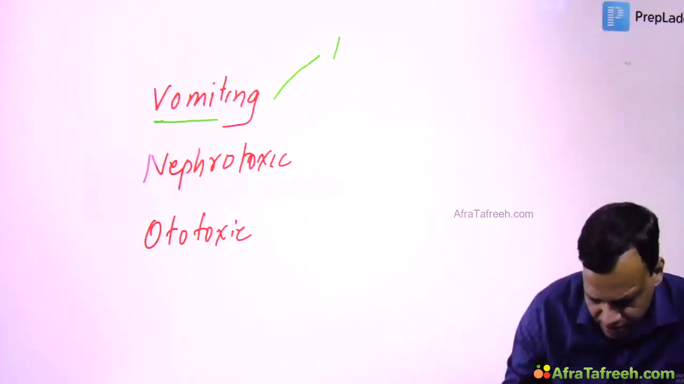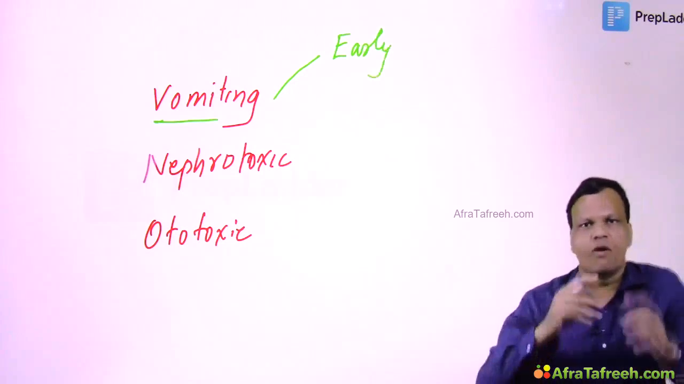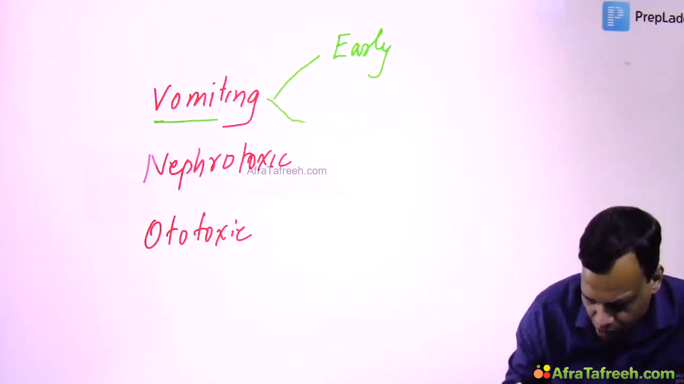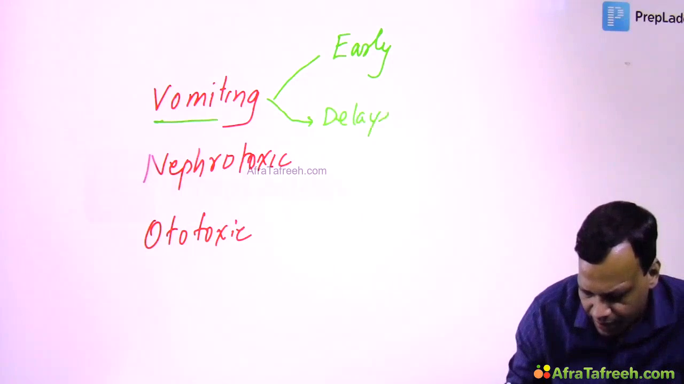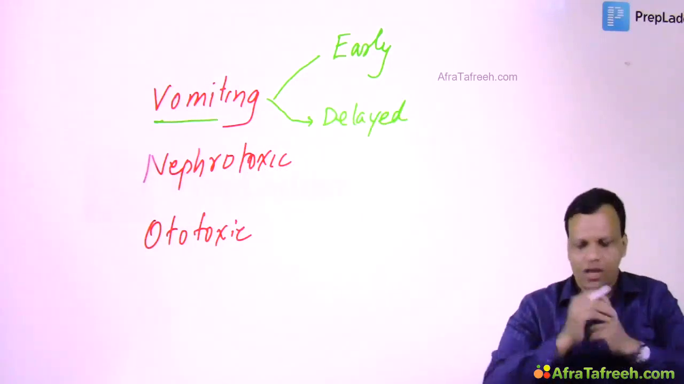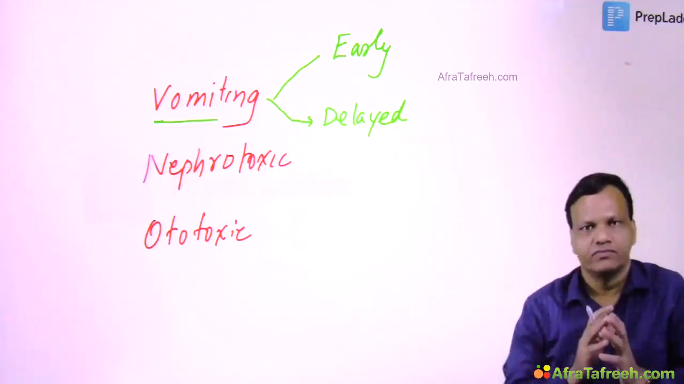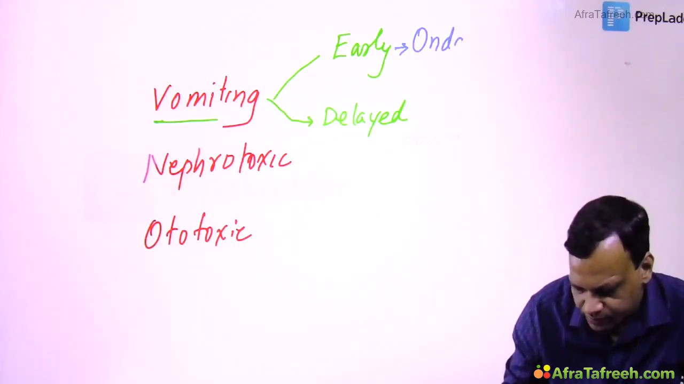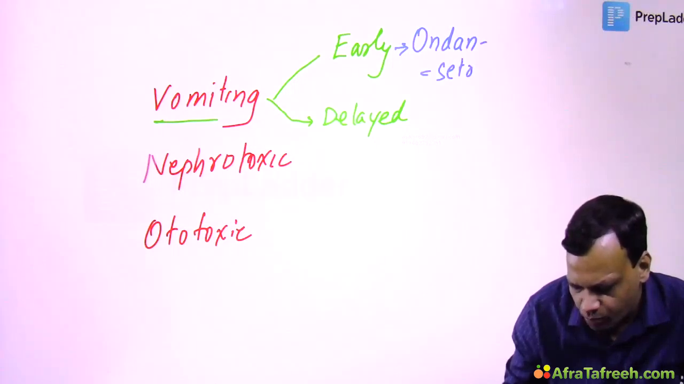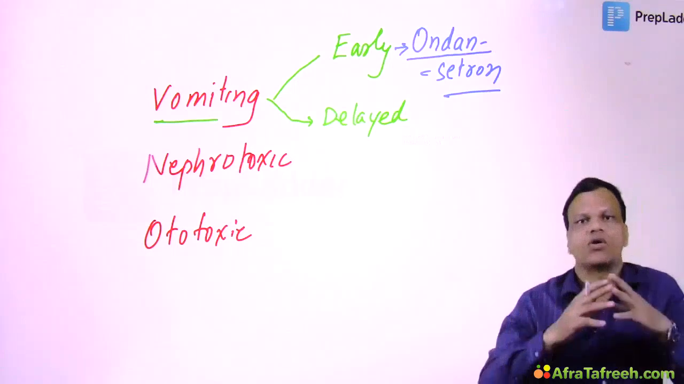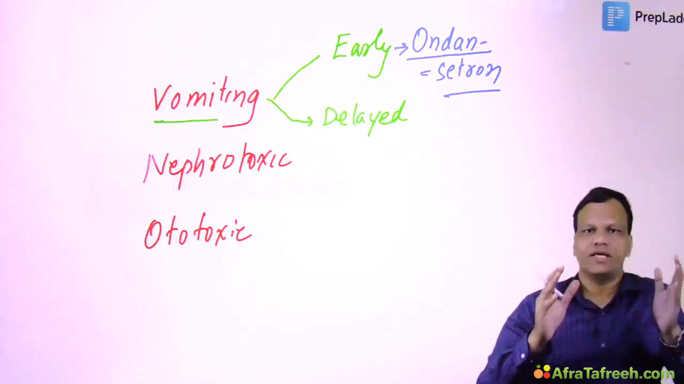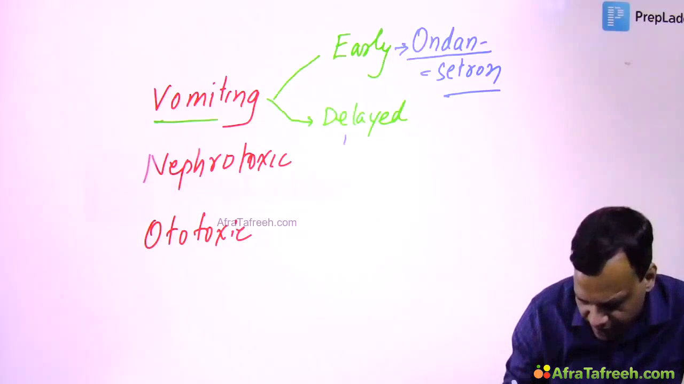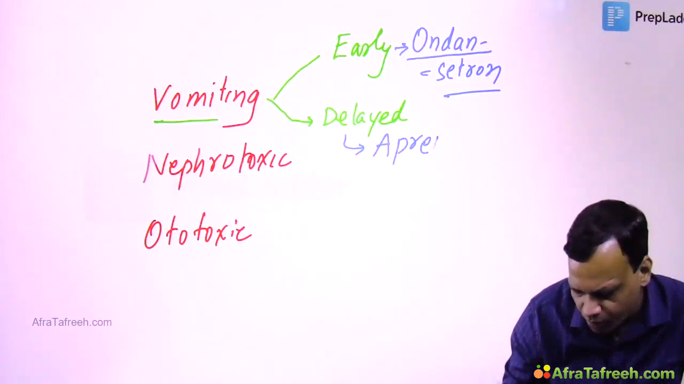Most of the anti-cancer drugs cause early vomiting, meaning vomiting occurs within the first 24 hours. But cisplatin sometimes causes delayed vomiting. That means vomiting can occur after 24 hours. The drug of choice for early vomiting with all anti-cancer drugs is the ondansetron group of drugs. That means 5-HT3 antagonists, they are the drug of choice for early vomiting. But ondansetron is not effective in delayed vomiting. The drug of choice for delayed vomiting is the aprepitant group of drugs.